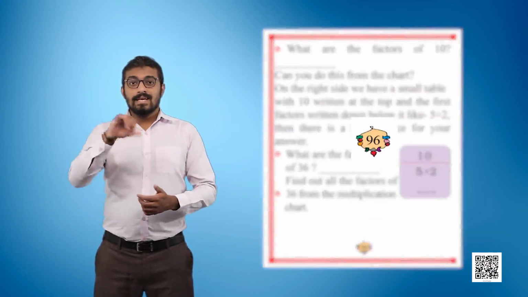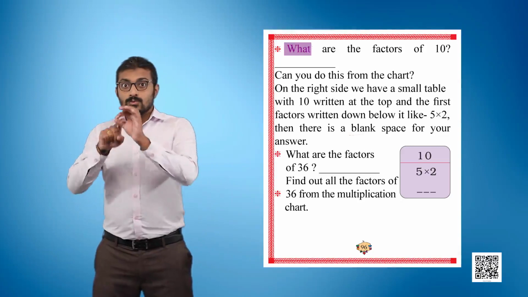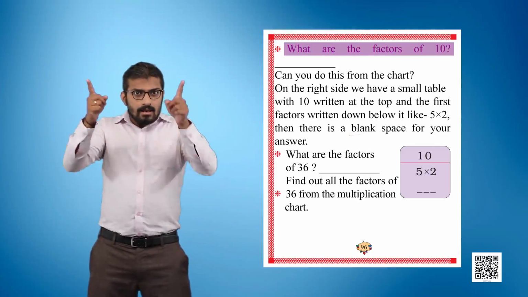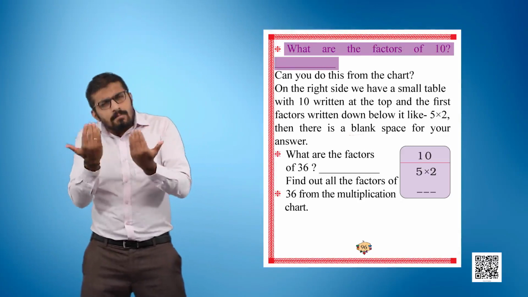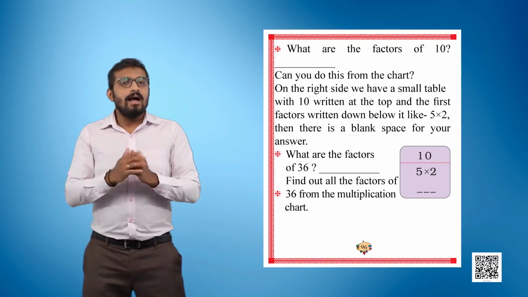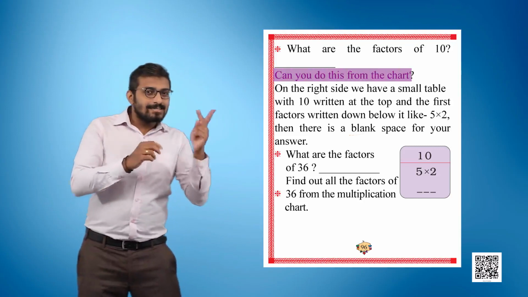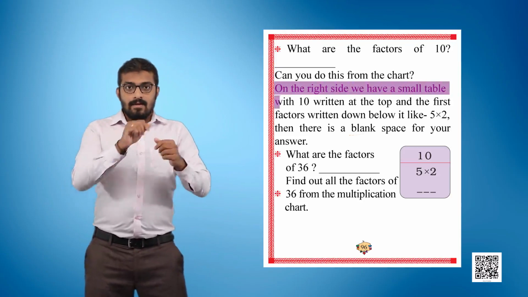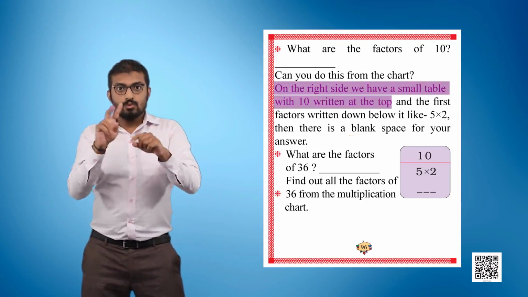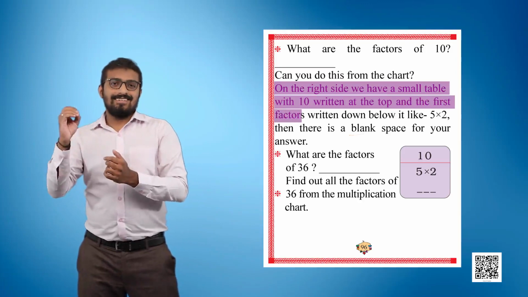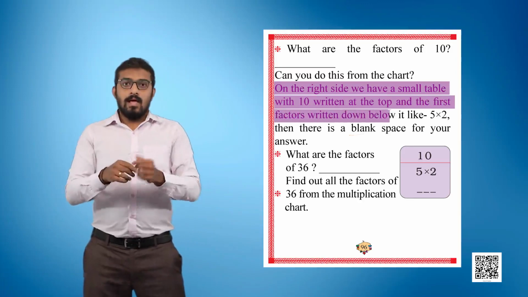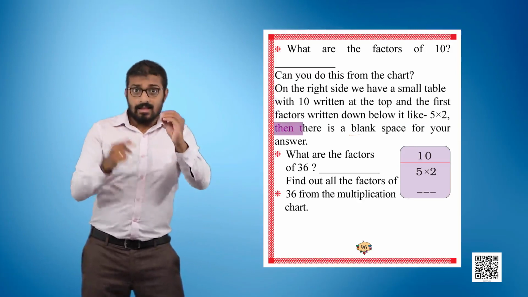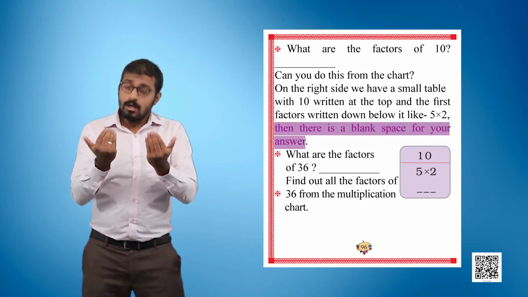Page 96. What are the factors of 10? Dash. Can you do this from the chart? On the right side, we have a small table with 10 written at the top and the first factors written down below it, like 5 multiplied by 2. Then there is a blank space for your answer.